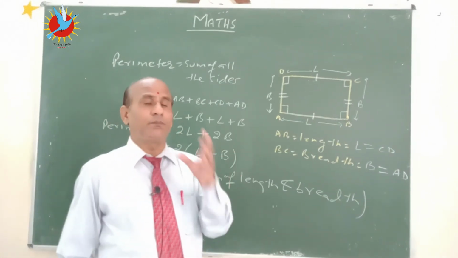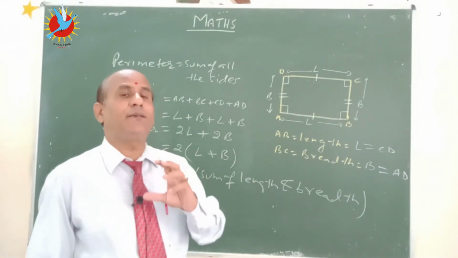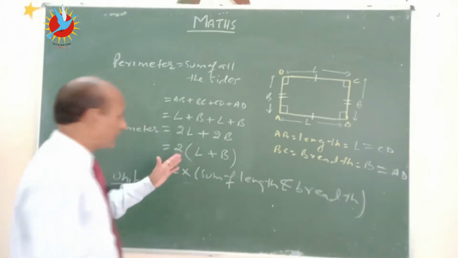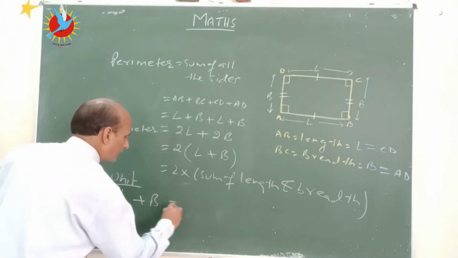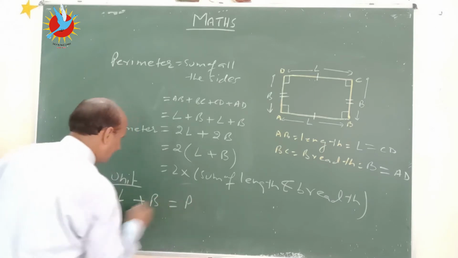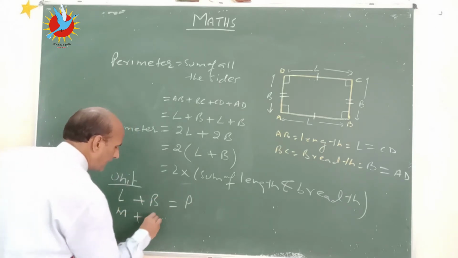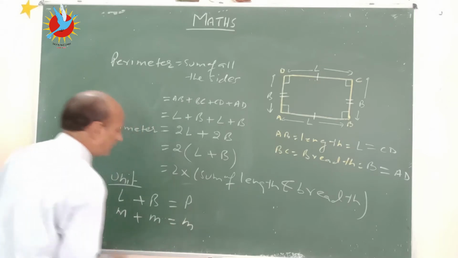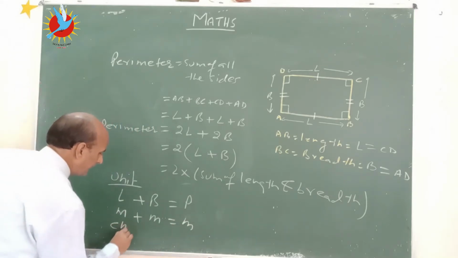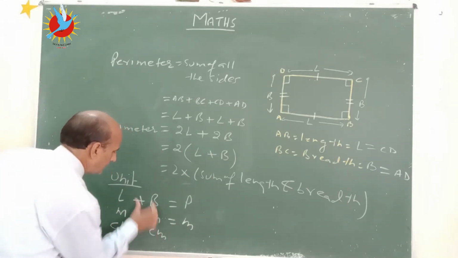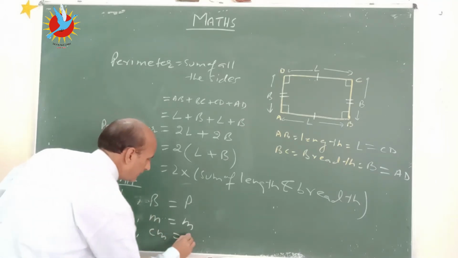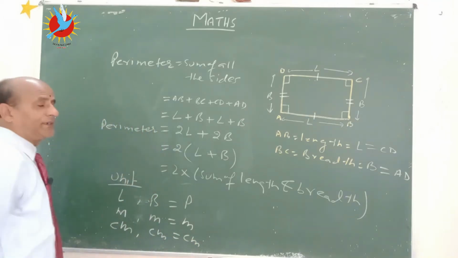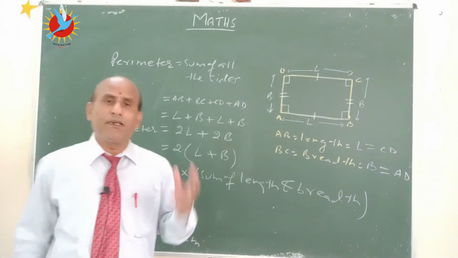The length and breadth must be in the same unit. If they are in meters, then the perimeter must be in meters. If they are in centimeters, then the perimeter is in centimeters. If they are in millimeters, then the perimeter is also in millimeters.